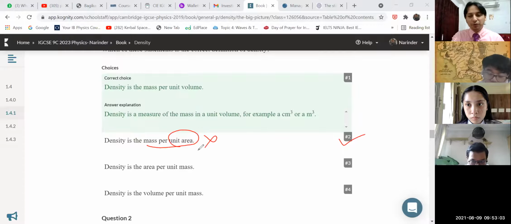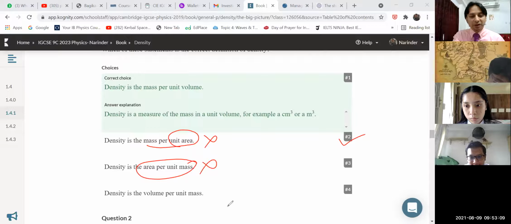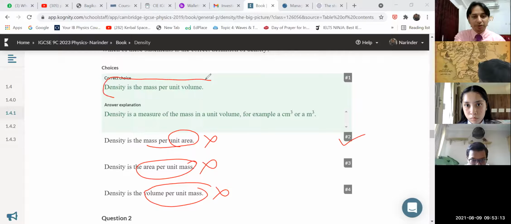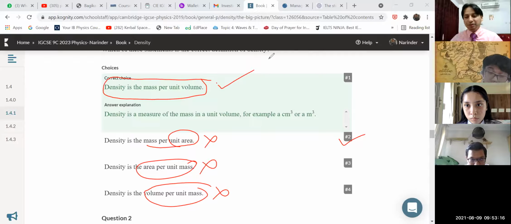Mass per unit area, that's the wrong answer option. Density is the area per unit mass. This is wrong. And the fourth option is here, density is the volume divided by mass. That is also wrong. And so density is the mass per unit volume. And this is the right answer here.